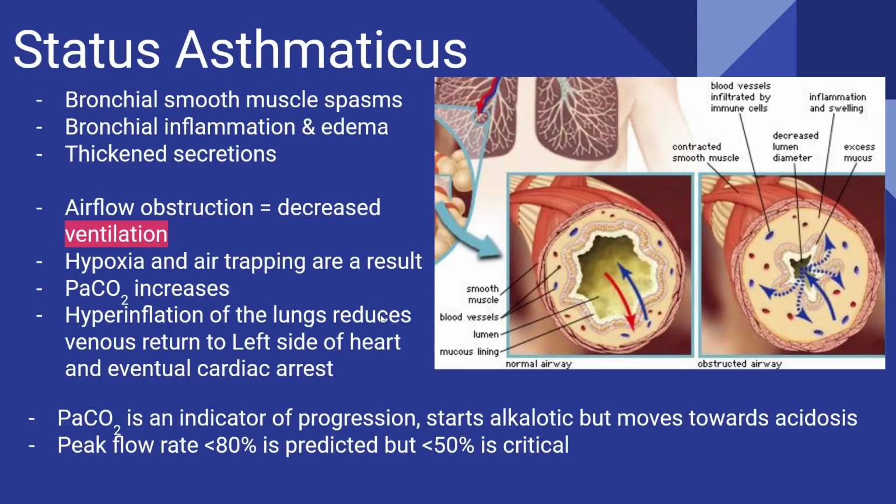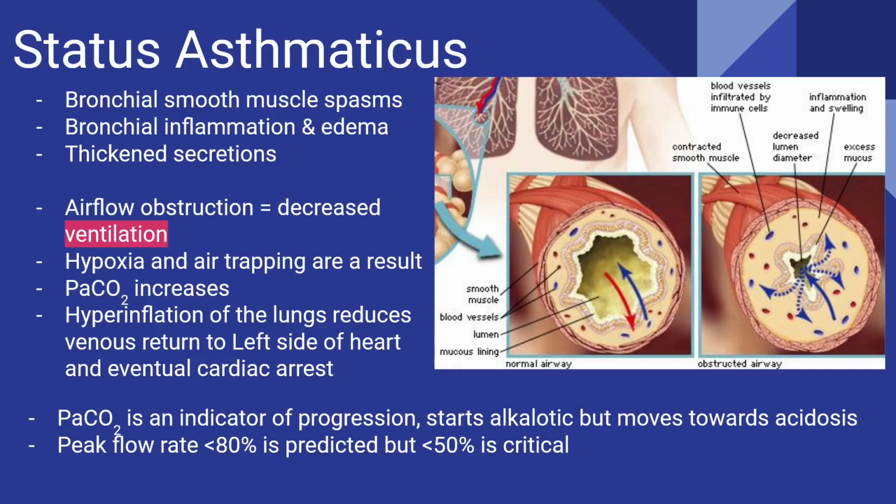So what those histamines and cytokines do is they're going to bind and cause the smooth muscle spasms of the bronchioles. They're going to cause inflammation and edema within those tissues, and it's going to cause increased secretions to try to flush out a lot of those allergens. And so what that results in is your airflow obstruction, right? You end up having a very tight airway, decreased ventilation.